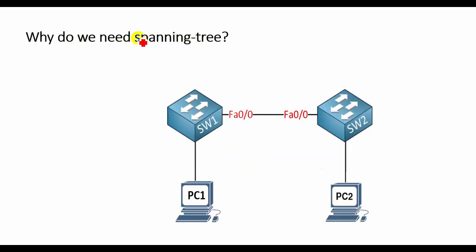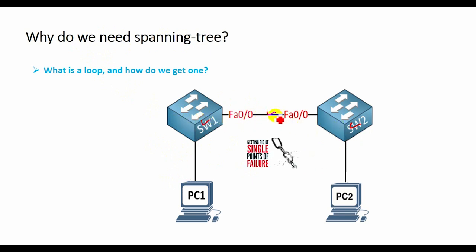Why do we need spanning tree? What is a loop? And how do we get one? Let me show you a clear example. In this diagram, we have two switches. These switches are connected with a single cable, so there is a single point of failure. It means if the interface between the two switches is interrupted, the connection will be down.